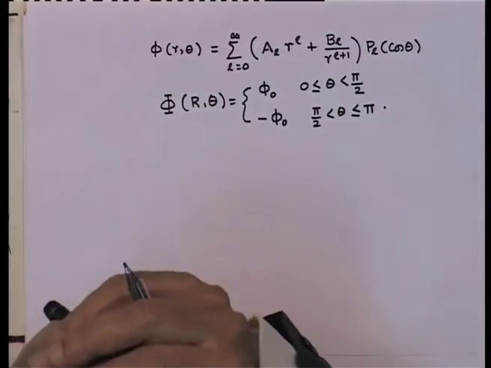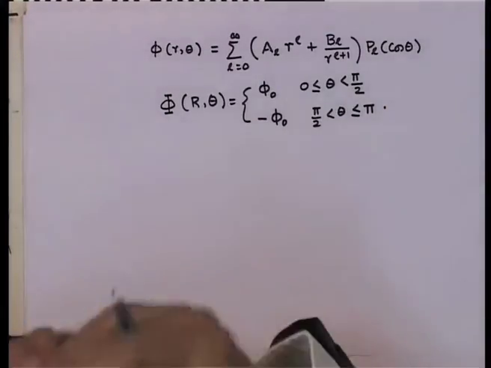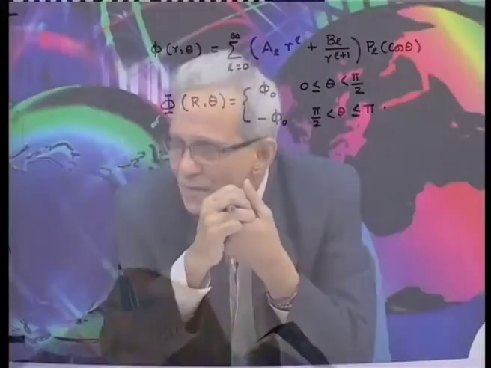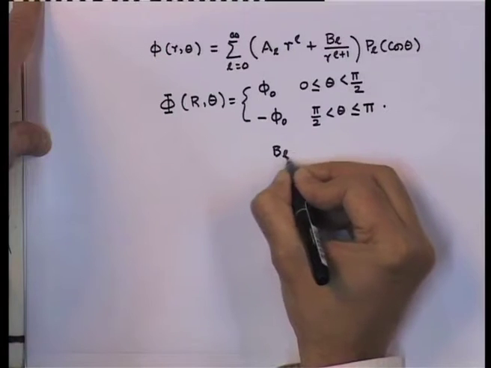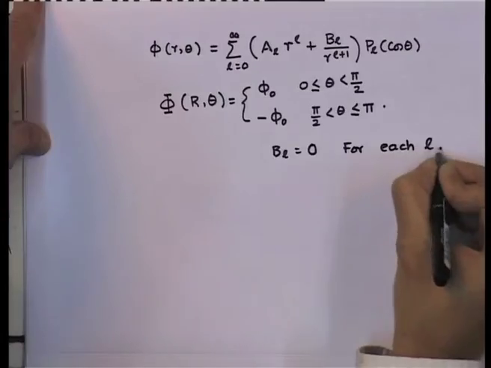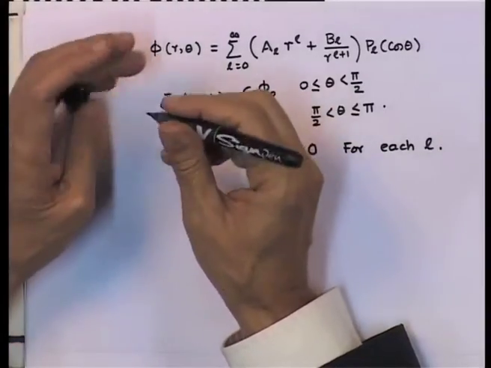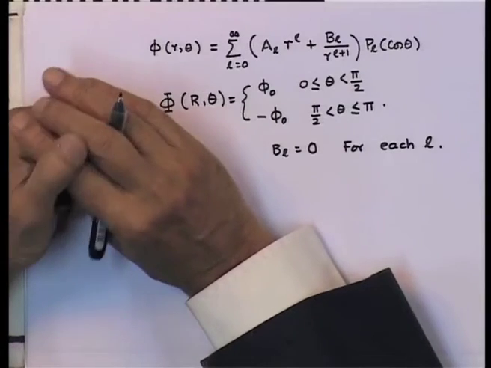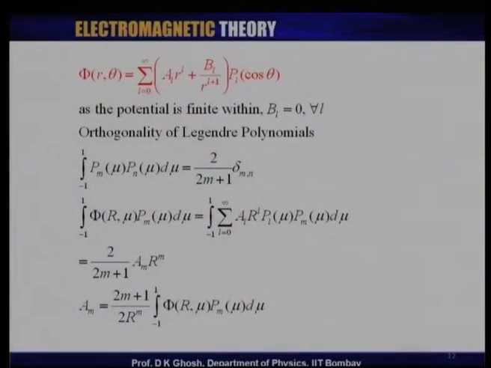Now, notice that inside, the potential must be finite, and therefore, I can't have a term which is proportional to 1 over r or any of its powers. As a result, I do not have the B_L term at all; B_L are 0. Now, how do I handle this problem? In other words, I need to determine what the various A_L's are.